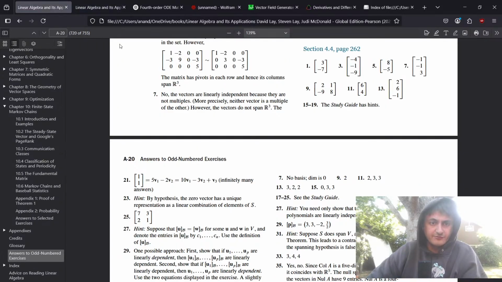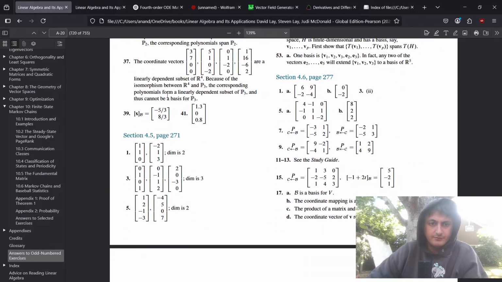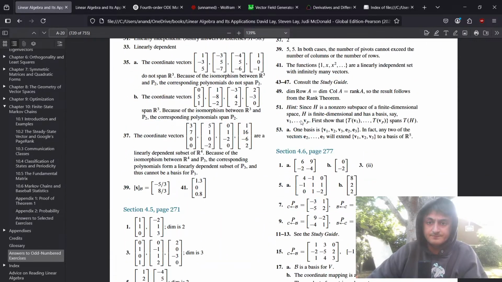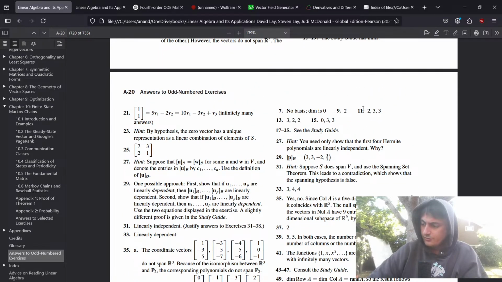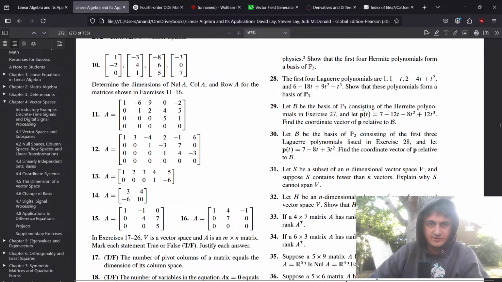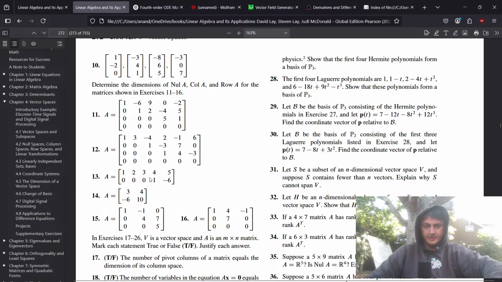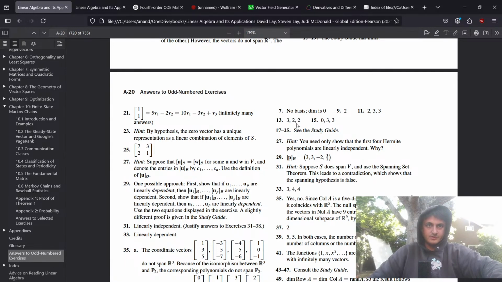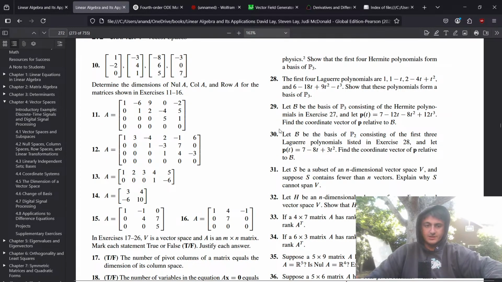Okay, that one's easy. 13. Let's just double check. So we're in 4.5 now. So we're doing 11. Wait, what? Oh, 2, 3, 3. Yeah, that's right, because it asked for null first. Okay, here we have 2 pivots, and 3 free, so we're gonna get 3, 2, 2. Nice. Okay, now we can do just 17.